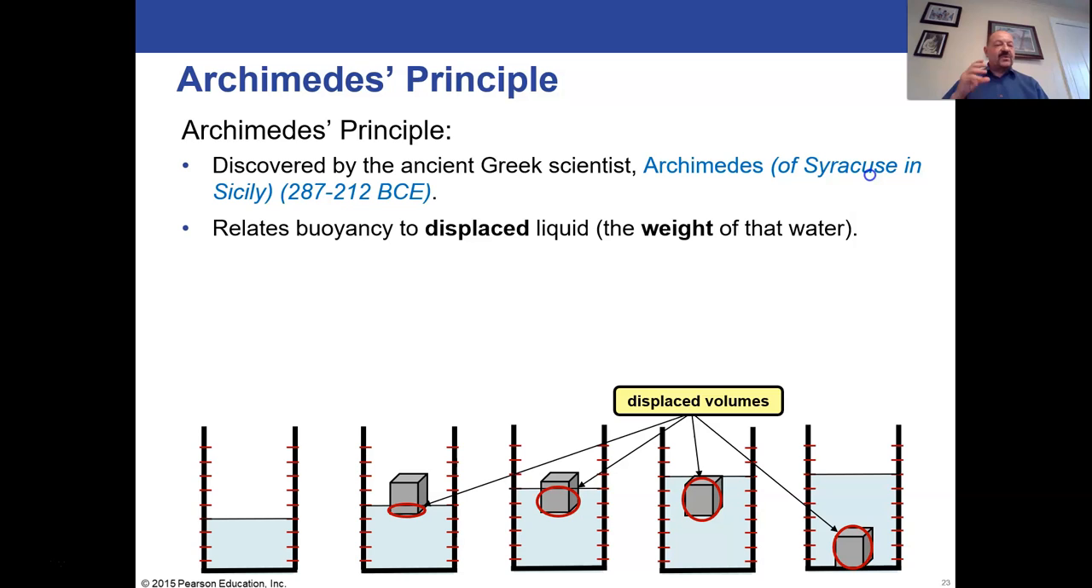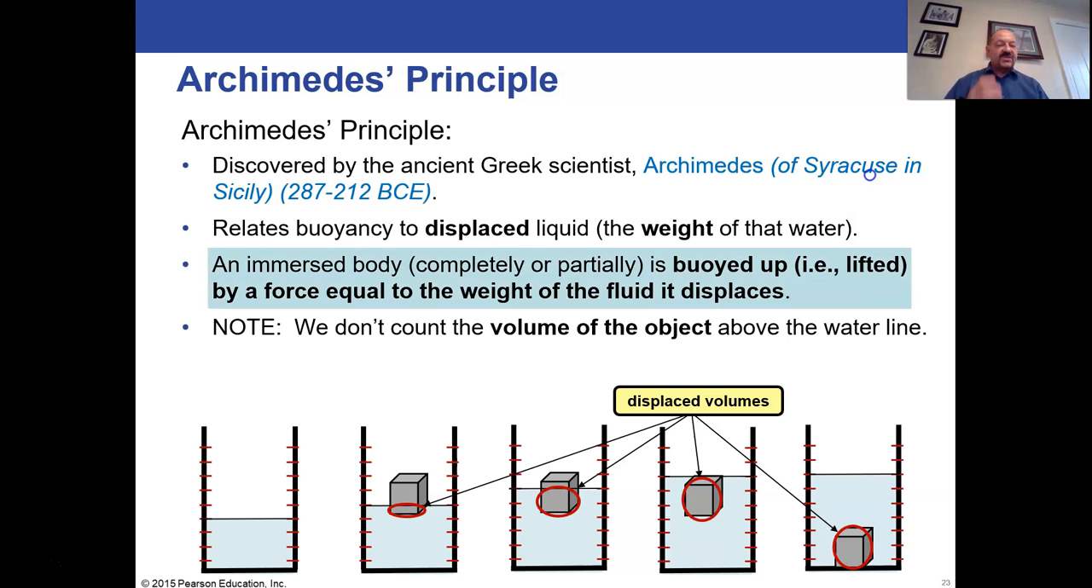So he noticed that the weight of the displaced water is the force that's buoying up. That's what we say. Buoying up, lifting up the object that's sitting in the water, or whatever fluid we're interested in. We don't count the volume of the object above the water line. You'll see I've circled each of the displaced volumes in each case. You're only interested in the water that would have been in that area. The weight of the water that would have been in that circled area. That is it. That is the buoyant force. We don't count anything above the water line.